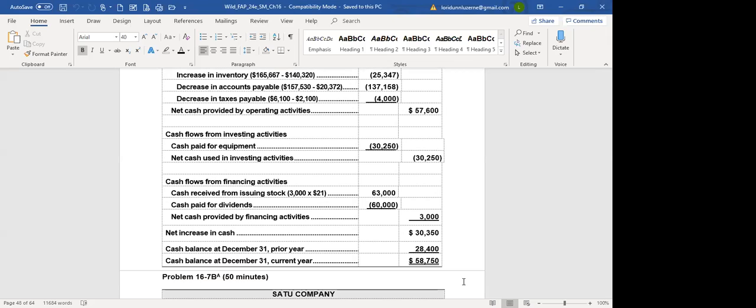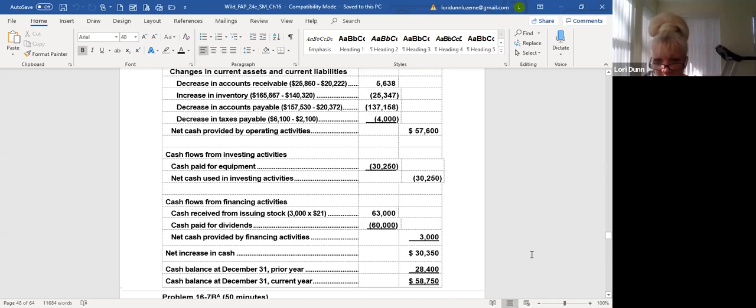Miss Laurie, I have a question. Yeah. So why are we really looking for in the statement of cash flow? I know we are looking into the cash we actually use, but what's the importance of this?